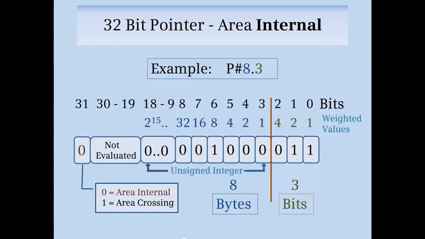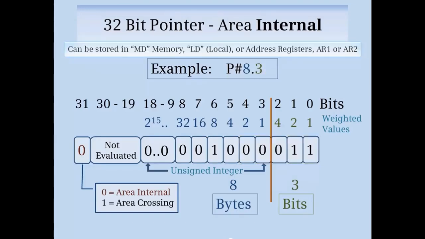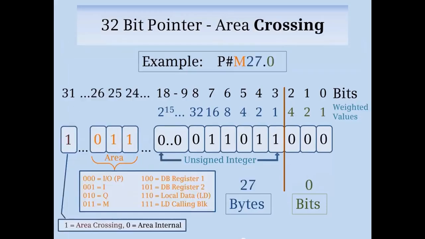For example, consider the area internal address P#8.3. The bits would be stored in the fashion shown. Bits 0 to 2 would contain 110, making up the decimal value 3. There would be a 1 in bit 6 with weighted value 8, making up the byte part of the address. This bit pattern would be the area internal address P#8.3. This address could be stored in a memory double word, local variable double word, or in address registers 1 or 2.